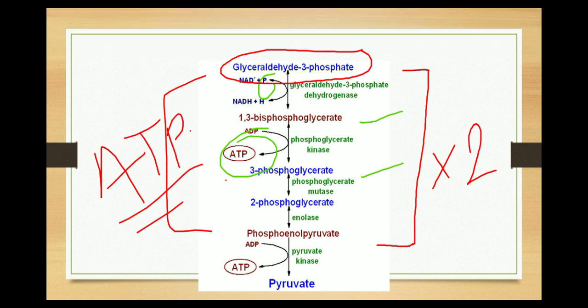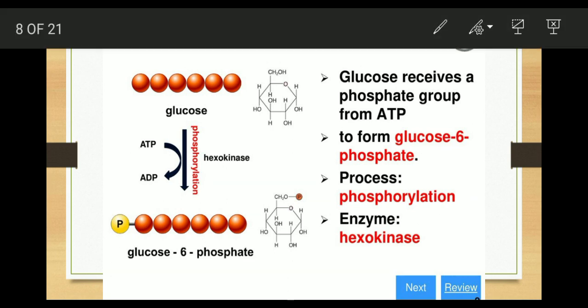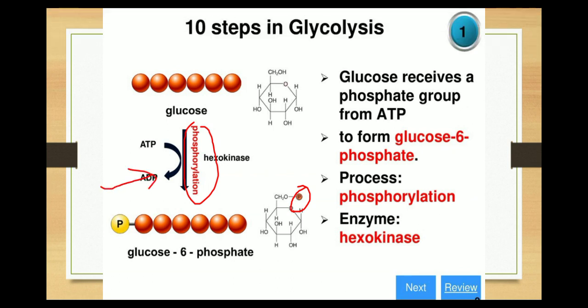Now let's see the steps one by one for more clarity. Now let's start: there are 10 steps in glycolysis. The first step is that glucose is converted into glucose 6-phosphate. As you can see, phosphorylation occurs here. One phosphate group is attached to the glucose. This is an irreversible reaction, and ATP is invested here. Glucose receives a phosphate group from ATP to form glucose 6-phosphate. Process: phosphorylation, enzyme: hexokinase. Now let's see the next step.